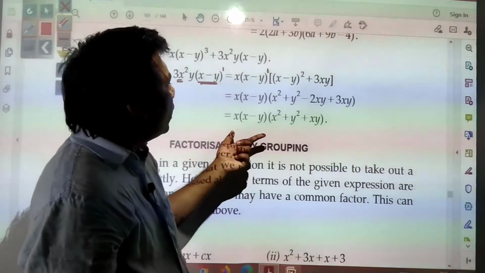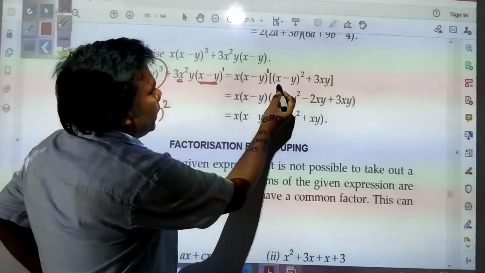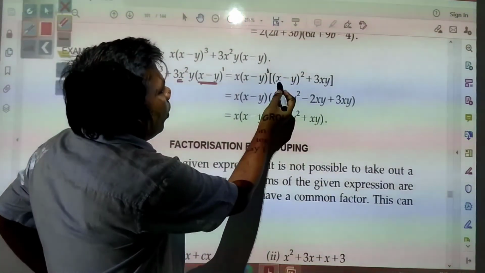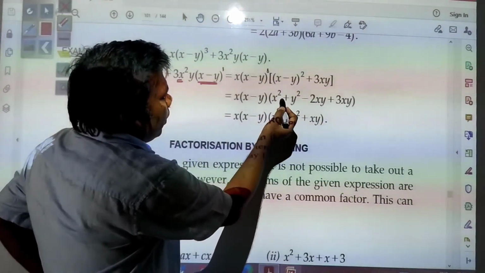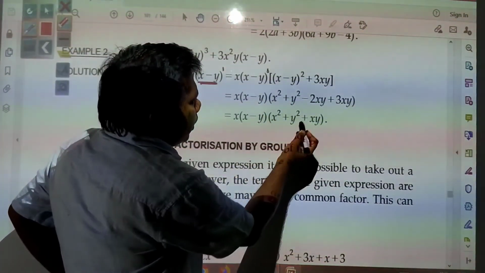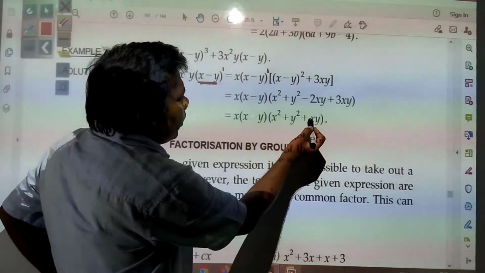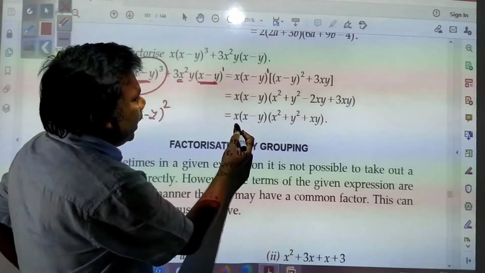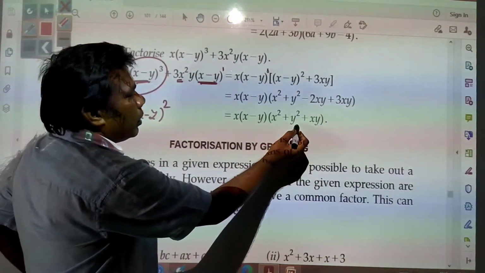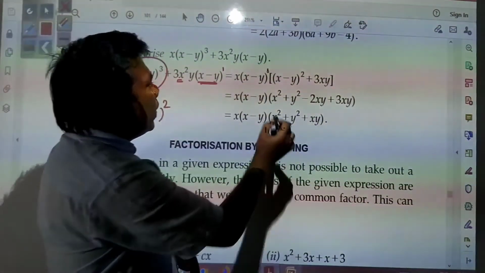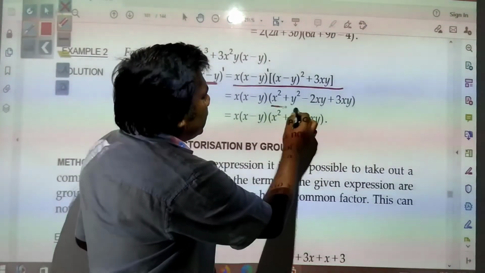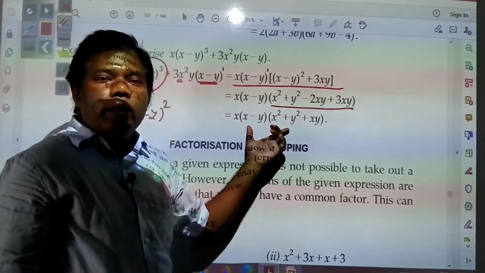3xy. Now here you see this has been factorized again, or this formula has been used: x square plus y square minus 2xy. If it is simplified, minus 2xy plus 3xy will become xy. So finally x into x minus y into x square plus y square plus xy. Here you had taken out common, and after that this has been simplified and written as the answer.